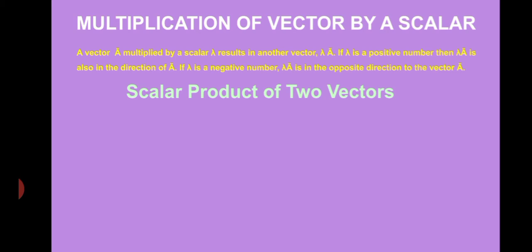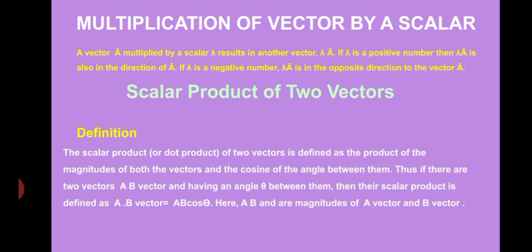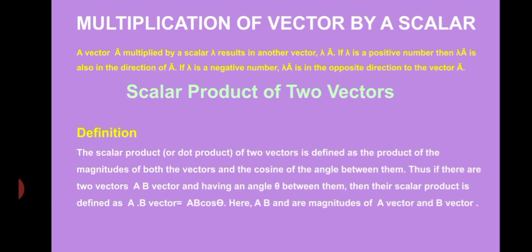Scalar product of two vectors. Definition: the scalar product or dot product of two vectors is defined as the product of the magnitudes of both the vectors and the cosine of the angle between them. Thus, if there are two vectors A and B with an angle theta between them, then their scalar product is defined as A vector dot B vector is equal to AB cos theta. Here A and B are the magnitudes of A vector and B vector.